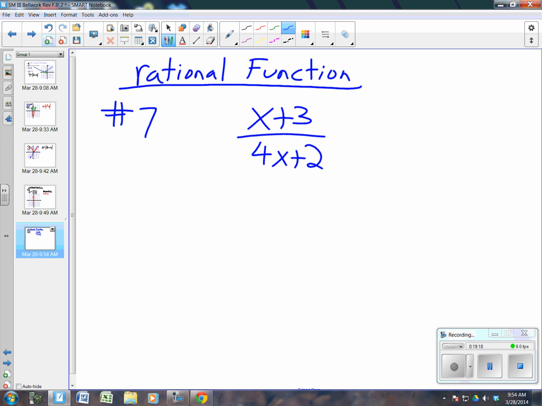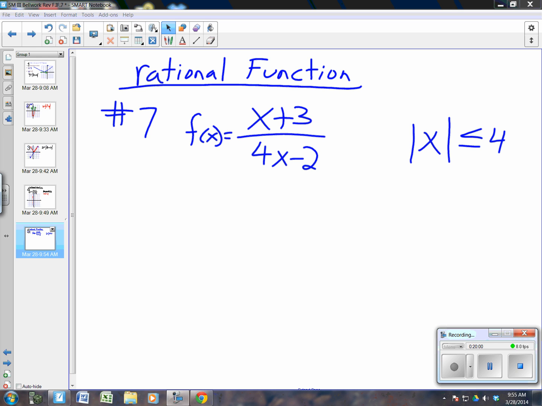X plus 3 over 4x plus 2? Let me see it, please. Okay, so x plus 3 over 4x minus 2. And this function is called f of x. F sub 7 of x, because it's problem number 7. We'll just call it f of x right here. And we're supposed to graph it for the domain where the absolute value of x is less than or equal to 4.